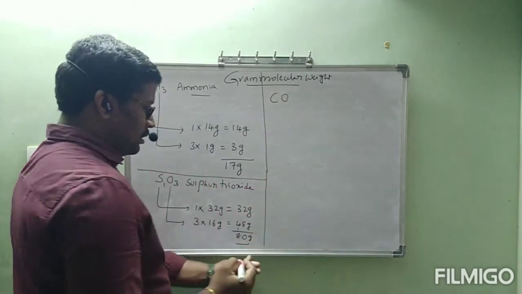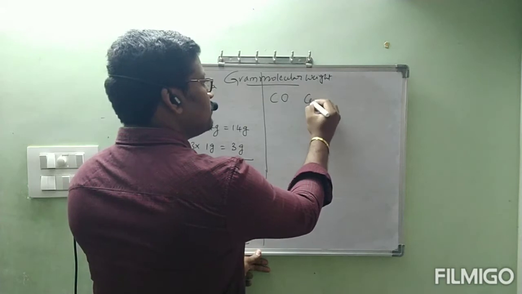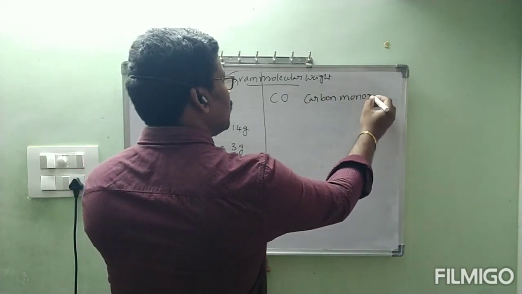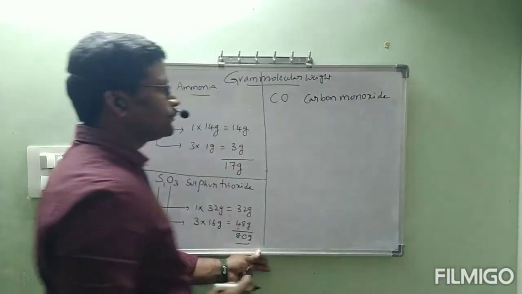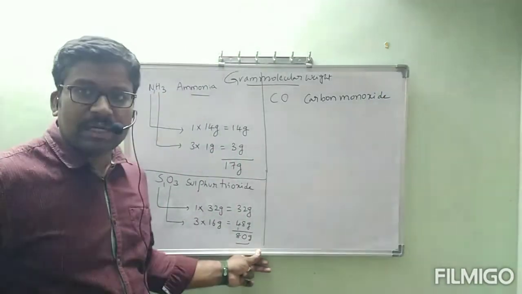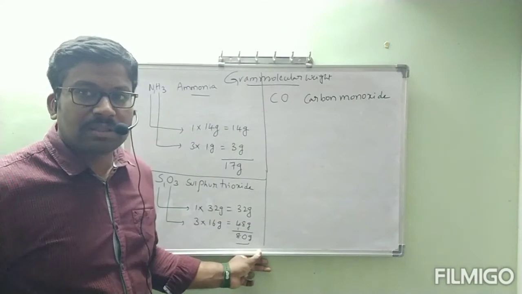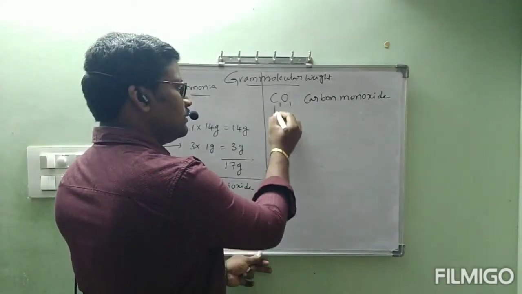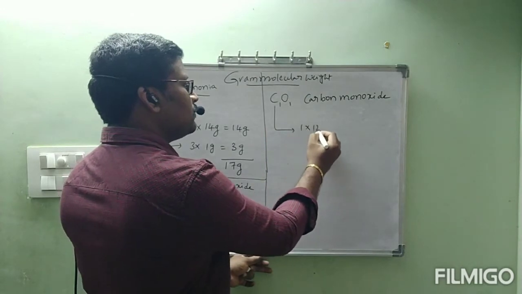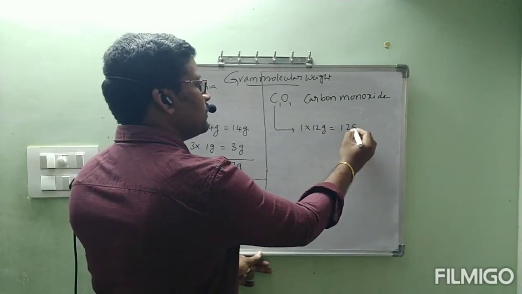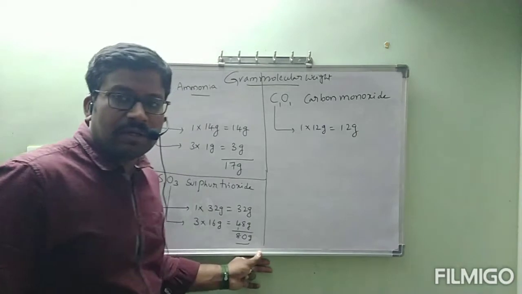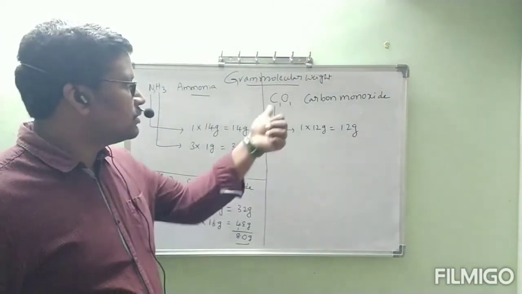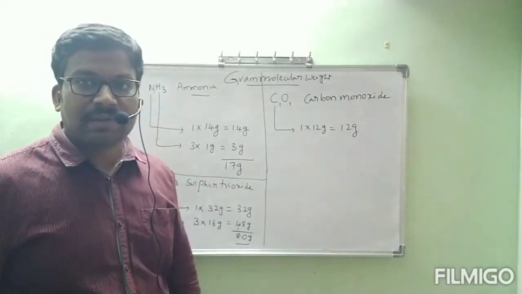CO. The name of this compound is carbon monoxide. This carbon monoxide contains two elements, carbon and oxygen. What are the numbers present? 1 carbon, 1 oxygen. Then we will do 1 into 12 grams is equal to 12 grams. Why did I write 12 grams? The gram atomic weight of carbon is 12 grams. So 1 into 12 grams, I make it as 12 grams.